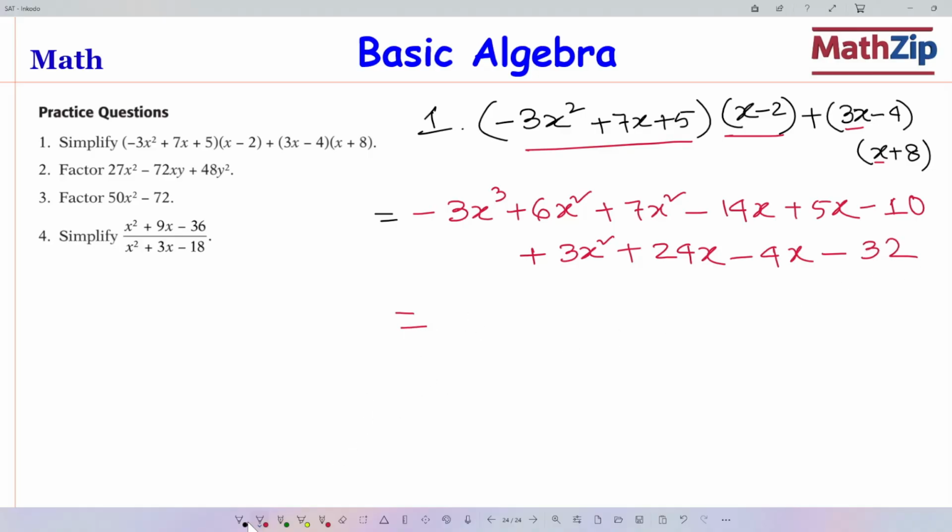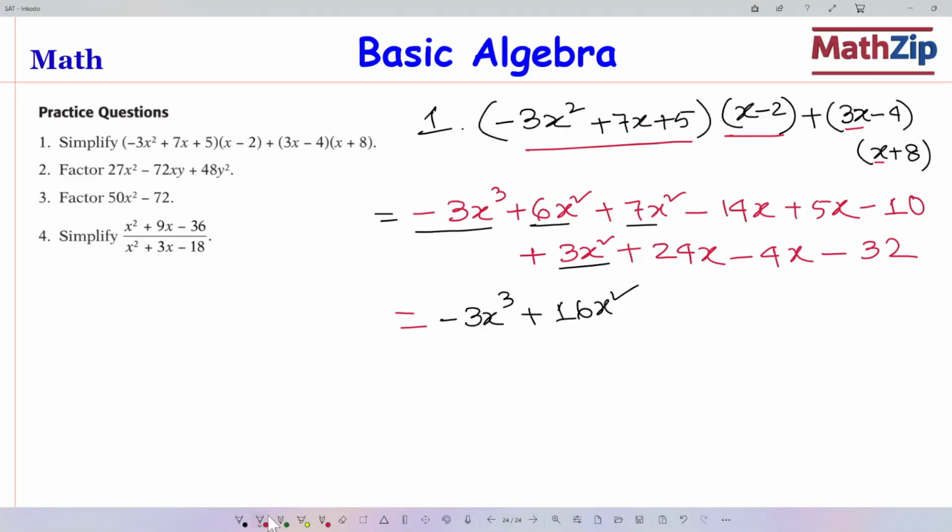Okay, now we will segregate which is similar. Minus 3x³ will be unchanged because here is no x³. Then 6x², 7x², and here 3x², all are positive. So 6 plus 7, 13, 13 plus 3, it will be 16x².